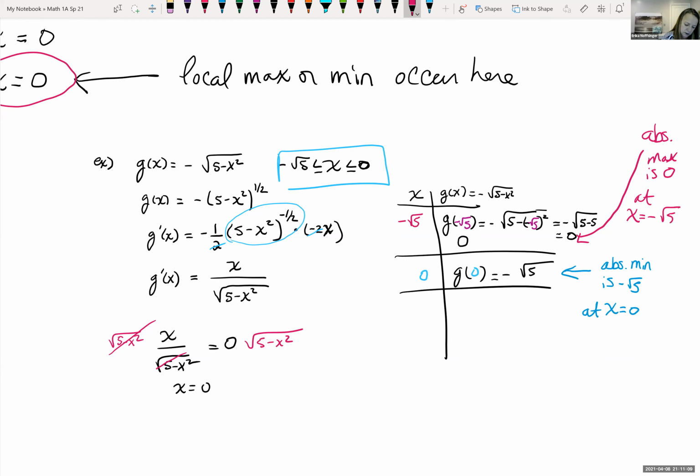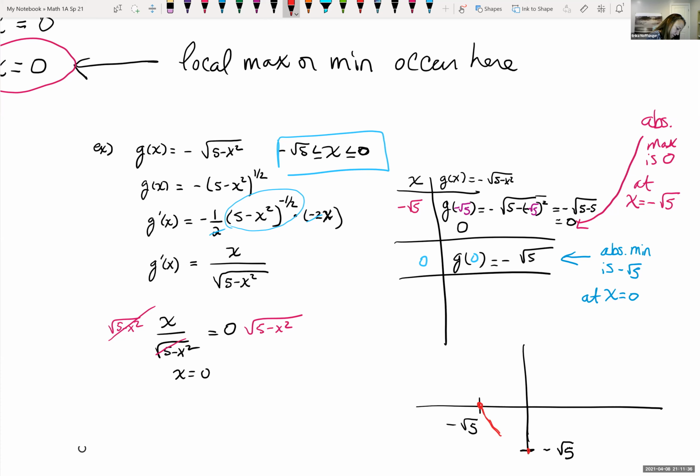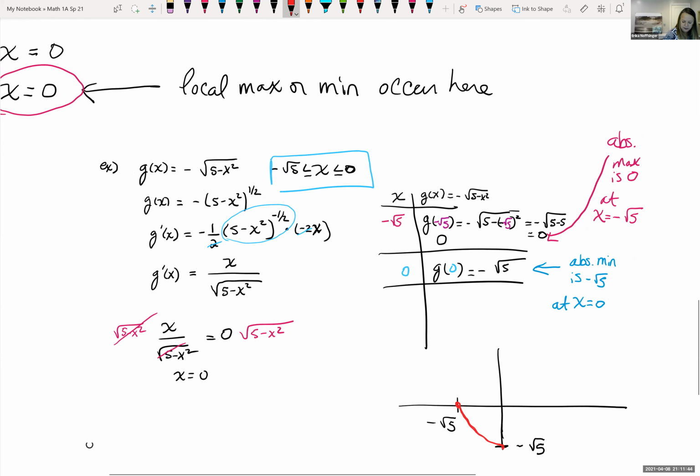It's kind of like a semicircle, or a quarter of a circle is what it's going to look like, g of x.